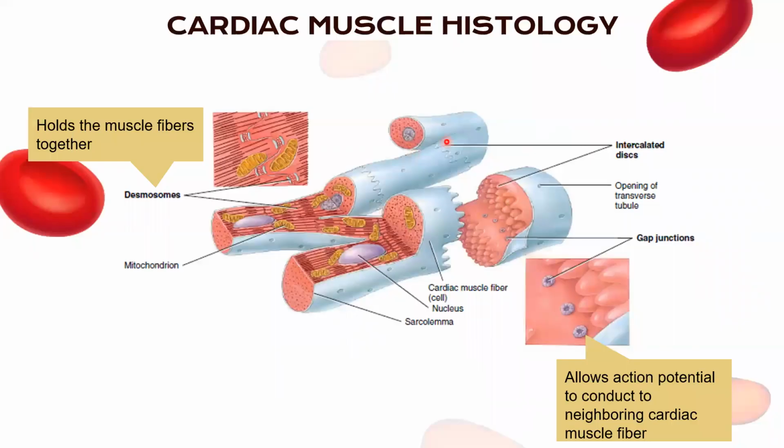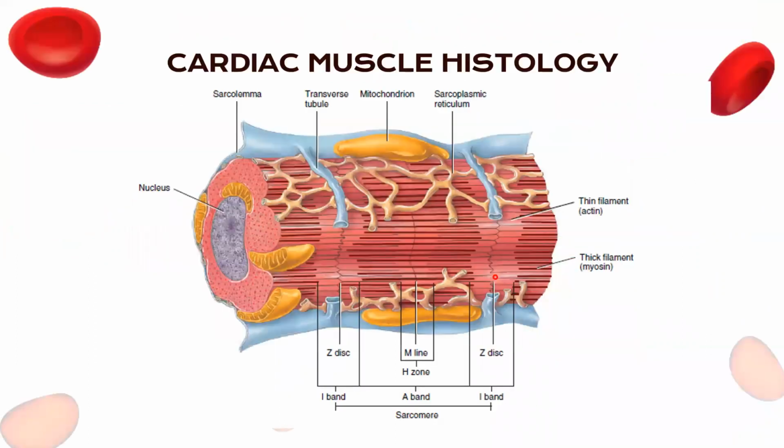This is the cardiac muscle and the different components. Your desmosomes hold the muscle fibers together, and you have gap junctions which allow the action potential to conduct to neighboring cardiac muscle fibers. Remember, we do not control our heart, and the action potential needs to be present so that the heart can pump automatically. Please review the cardiac muscle histology with the different lines, discs, and zones.